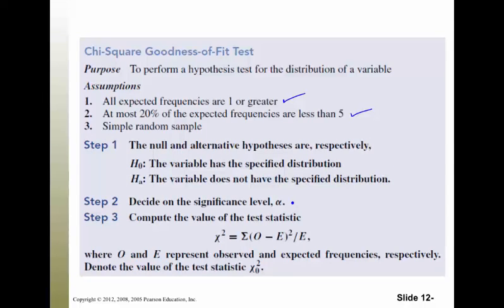We're going to have a significance level, like before, and then we compute the chi-square statistic, what I just showed you, the last row in the table. For each frequency we did that, and then we added them up. Remember, this symbol means sum up. O and E represent the observed and expected frequencies, and we denote the value of the test statistic as chi-naught squared.